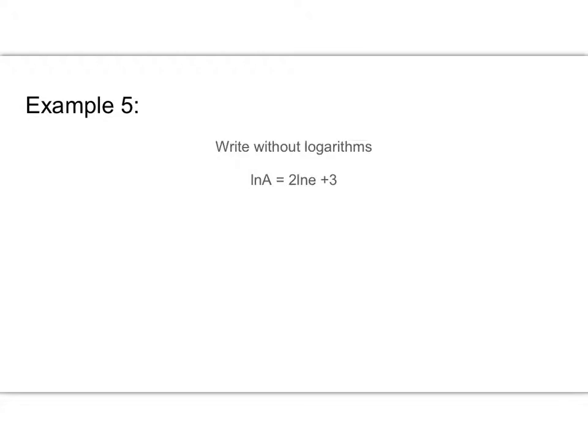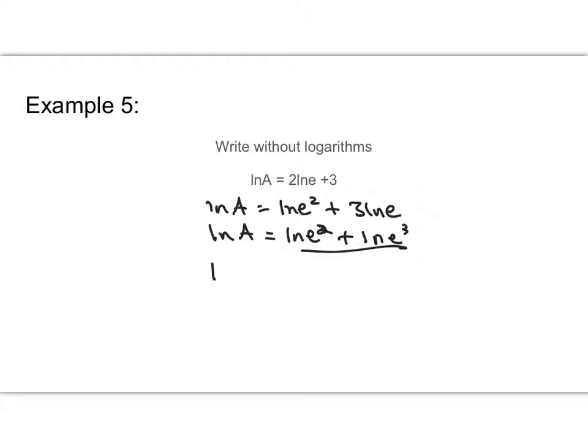All right, I want to write this without logarithms. So I have natural log of a equals 2 natural log of e plus 3. Natural log of a equals natural log of e squared plus 3 times the natural log of e. Since the natural log of e is 1, then I'm left with 1 times 3. So I haven't changed the value. Natural log of a equals natural log of e squared plus the natural log of e cubed. I'm just rewriting that as an exponential so that I can combine this side of my equation more easily.